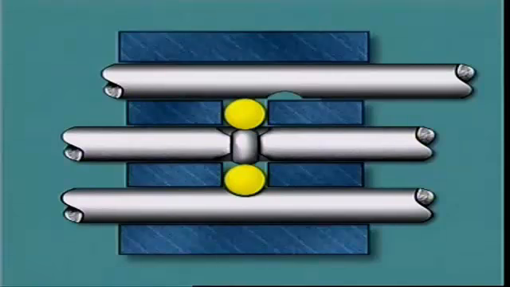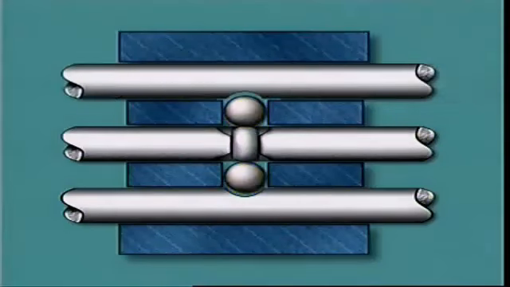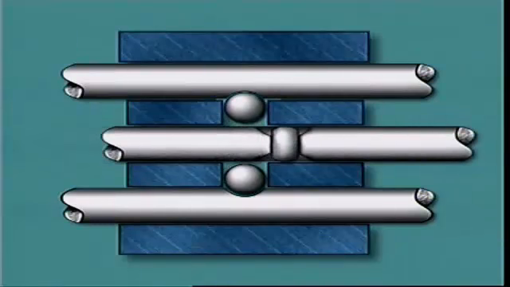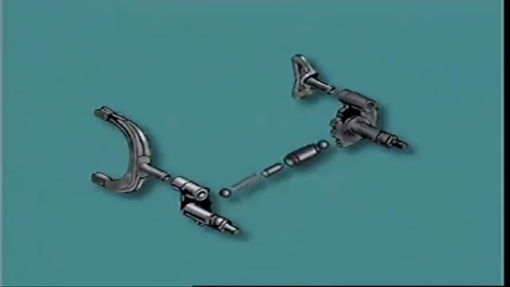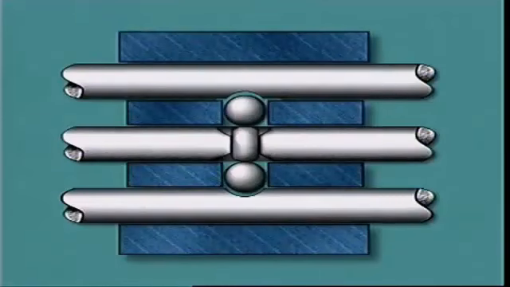The 2 balls held in the casing prevent movement of the interlocked rails and hold them in the neutral position. When the center rail is moved, the balls move into the grooves of the outside rails and hold them in a similar manner. All gearboxes are fitted with interlock and detent mechanisms, although designs vary according to manufacture.